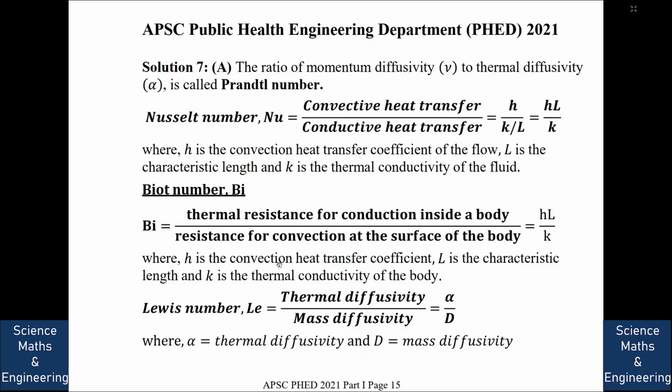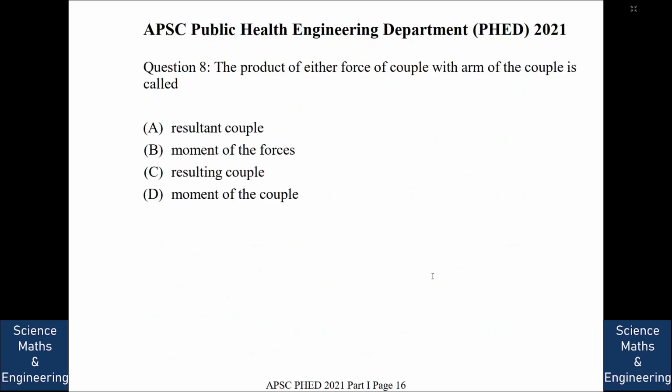Biot number, h is the convection heat transfer coefficient of the body surface, that is the same, but k is the thermal conductivity of the fluid for Nusselt number. For Biot number, k is the thermal conductivity of the body. Okay, so we'll go to the next question.